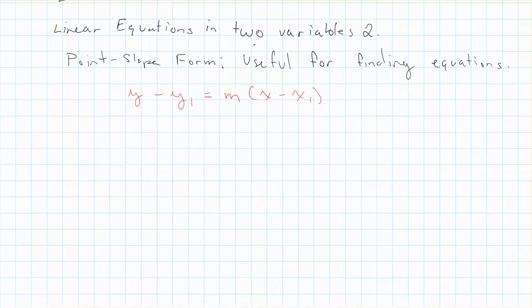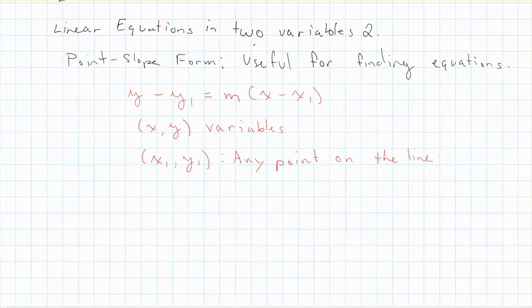Now, in this point slope form, we still have that x and y are my variables, so they'll still be present in your final answers. And then we also have here x1, y1 is my point, kind of where the name comes from, point slope. x1 and y1 is a point, and this is just any point on the line. And then m, of course, is just my slope.